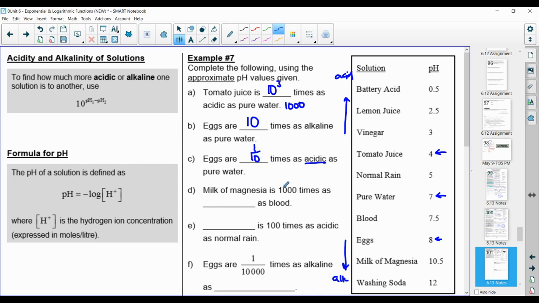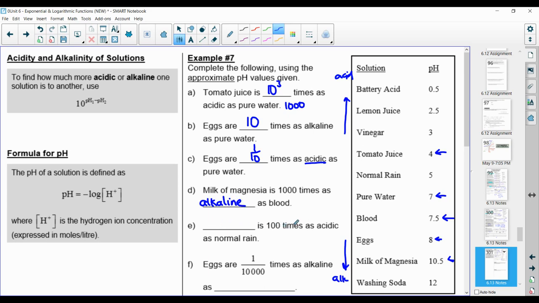Milk of magnesia is 1,000 times as blank as blood. So the question is, is it more acidic or is it more alkaline based on the 1,000 times? So if we're going to look at milk of magnesia, that's at 10.5, and we want to take a look at blood at 7.5. As we go up the scale, it becomes more alkaline. So this number is greater than 1. So 10.5 minus 7.5 is 3. So 10 to the 3 is 1,000. So it's more alkaline.